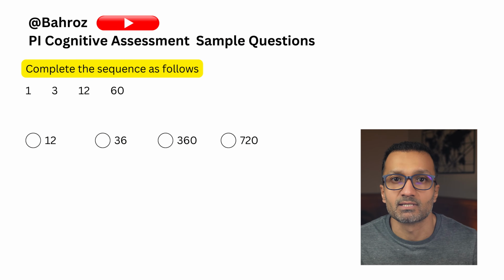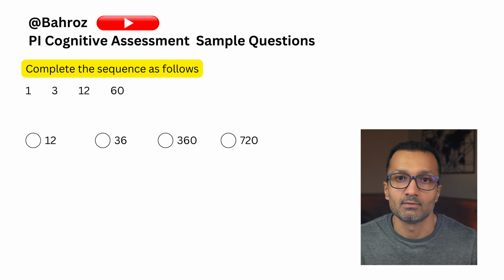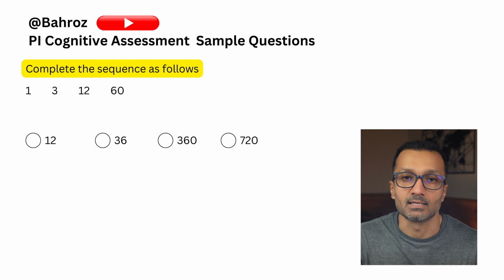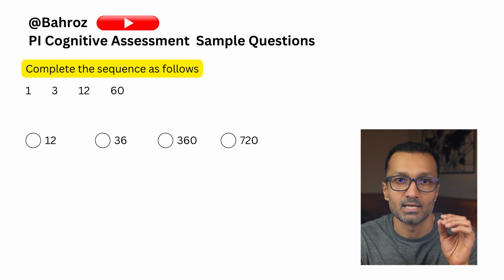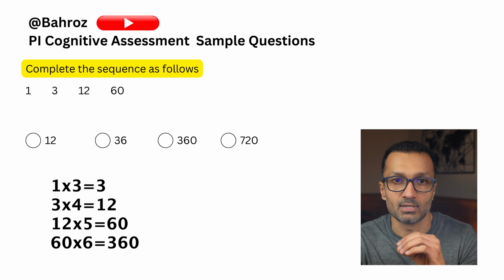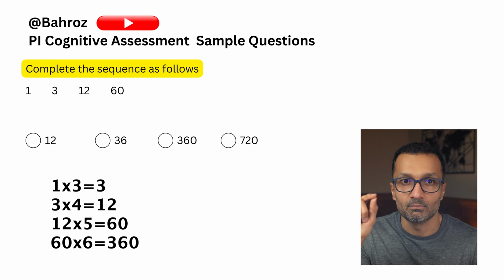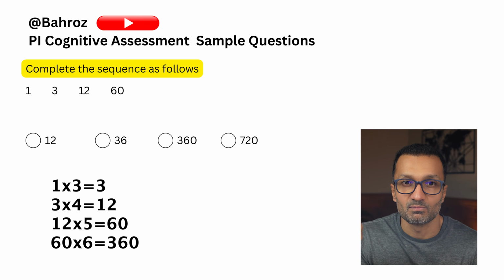Next sample question I have is: complete the sequence as follows. 1, 3, 12, 60. What is the answer? Looking at the multiplication pattern here, what is happening is 1 into 3 becomes 3. Then 3 into 4 becomes 12. Then 12 into 5 becomes 60.